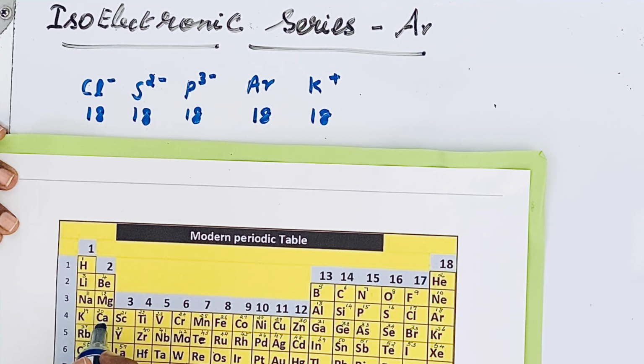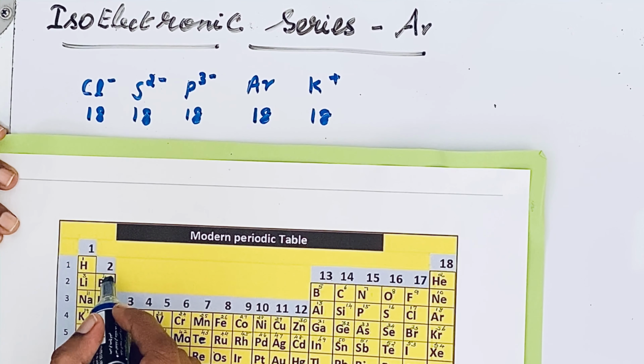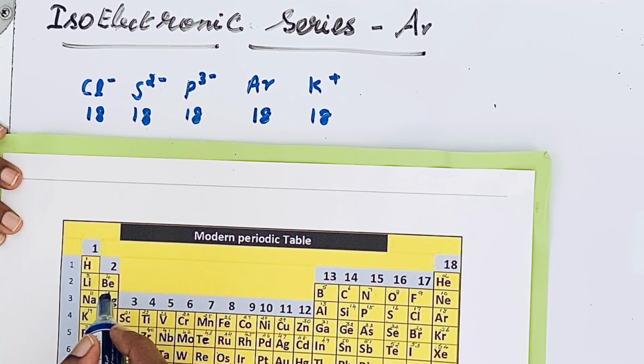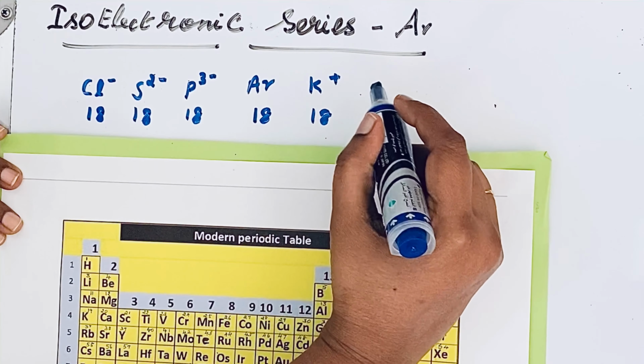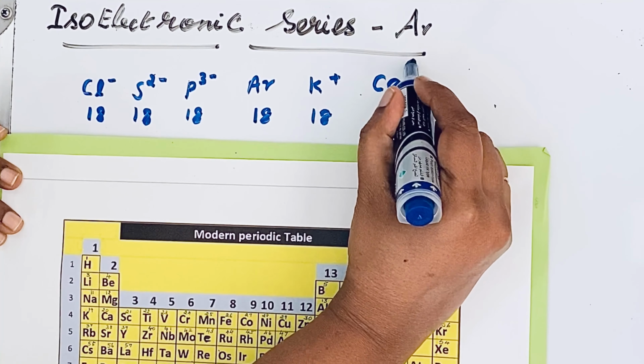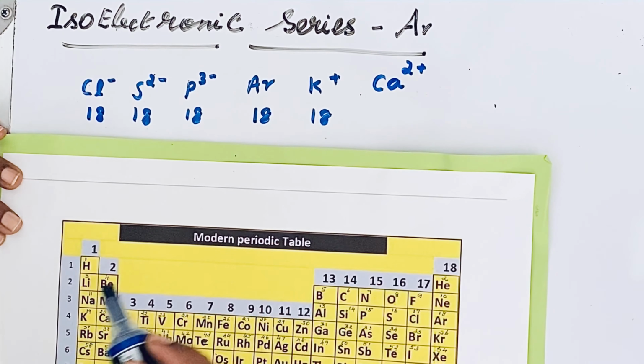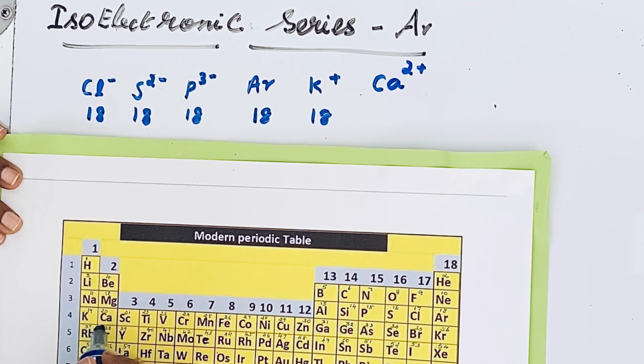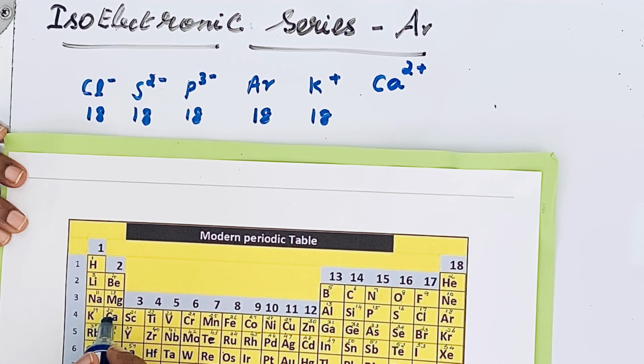Then after that, come to calcium. It is in the second group. That means it loses 2 electrons and forms Ca2 plus ions. What happens to the number of electrons? The atomic number is 20, isn't it? So it is losing 2 electrons, so we should subtract 2 from 20. So 20 minus 2, 18.